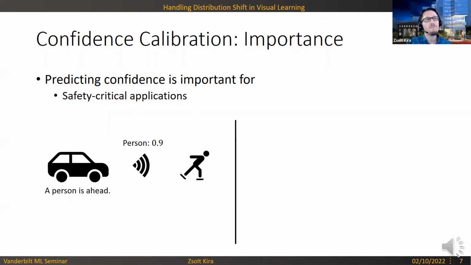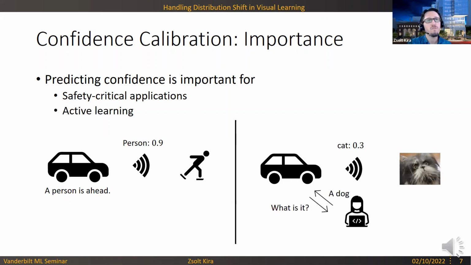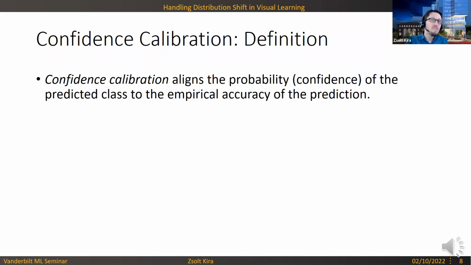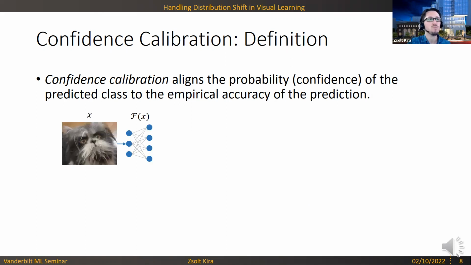And of course, this is useful for lots of things, especially once you incorporate planning that uses these uncertainty estimates. It's also useful for other things like active learning or interpretability, where we might want a model that can say it's not confident about something and then maybe ask for help from human users. Specifically, confidence calibration has been studied separately, again in a siloed manner, looking at aligning the probability or confidence of the predictions to the empirical accuracy of the prediction itself.